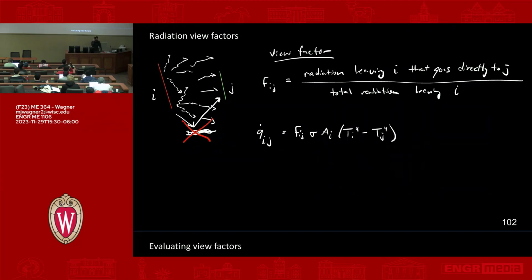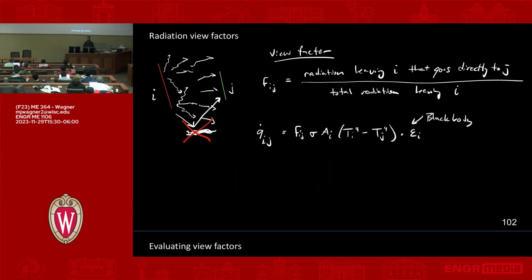Question: Is F_ij replacing epsilon, or are you assuming black body? Good question. No, it's not replacing epsilon. This assumption is black body. We could introduce a factor of epsilon sub i, which would make it a gray surface. We're getting ahead of ourselves, and we can include that later on, but let's hold off for now. We're just going to do black body for now.